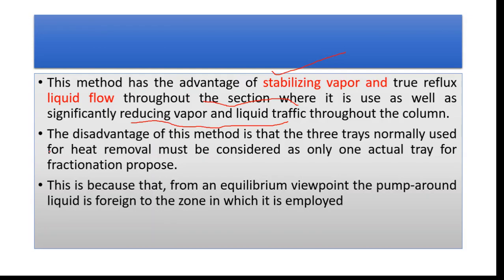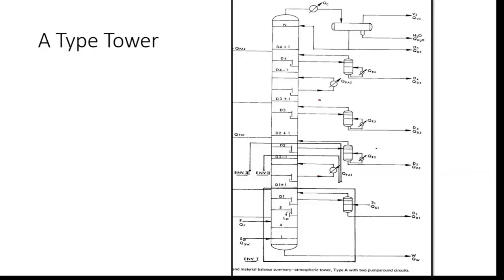But the problem with this type of reflux, or you can say the disadvantage of this type of reflux, is that all these 3 trays that are being used are considered as only one actual tray. That is a problem here. And because of that, from an equilibrium point of view, the pump around liquid is treated as a foreign material. That's why the equilibrium is disturbed in these sections. This is an example here. You can see the material is taken out, cooled down, and sent back to the upper sections. So this is an A type tower.